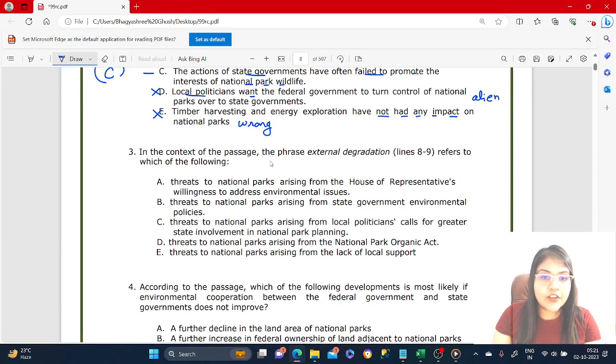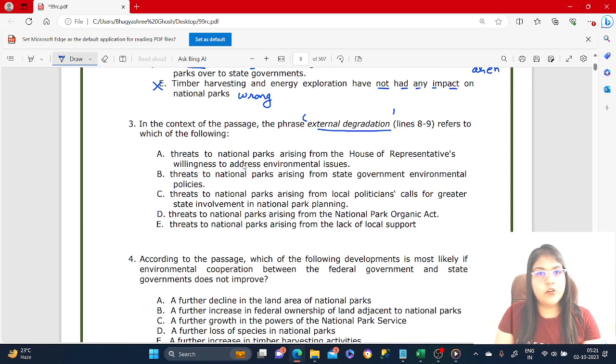In the context of the passage, the phrase external degradation refers to which of the following? So we have the phrase now, external degradation. Do you need to see the RC once again? No. So find that option which exactly refers to the external degradation. An option that might say that the park is getting degraded, maybe by the people or something like that. Well, first let's see the options.